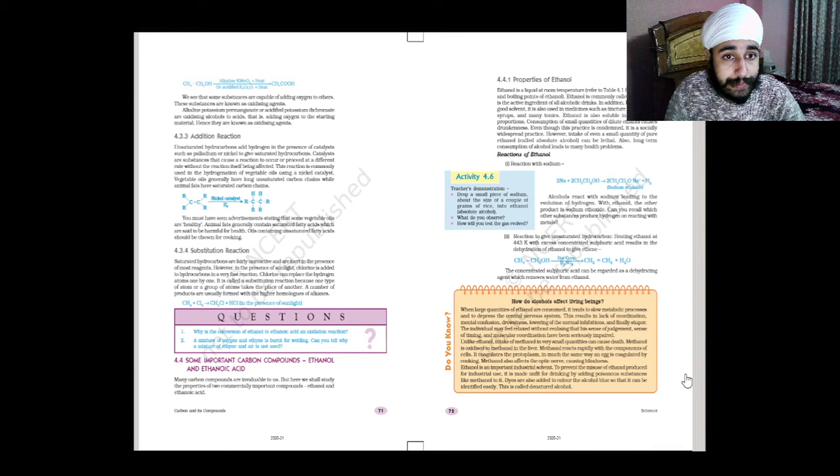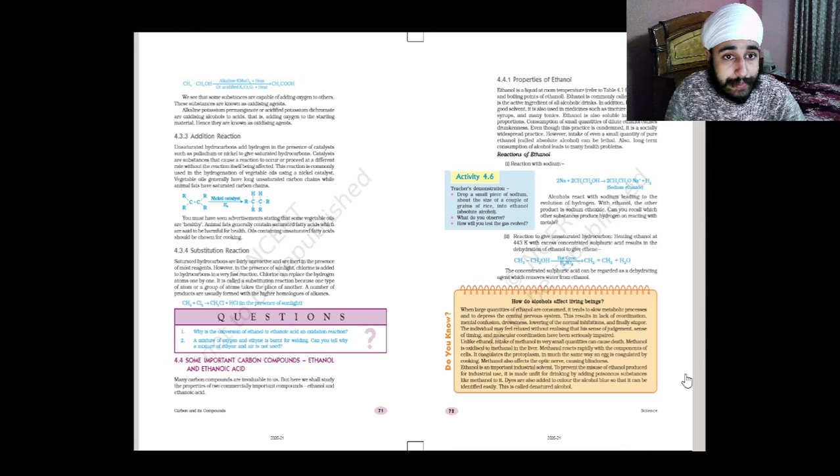This reaction is commonly used in the hydrogenation of vegetable oil using a nickel catalyst, because vegetable oils generally have long unsaturated carbon chains, while animal fats have saturated carbon chains. In some advertisements, you have seen that some vegetable oils are healthy. Animal fats generally contain saturated fatty acids, which are said to be harmful for health. So oils containing unsaturated fatty acids should be chosen for cooking.